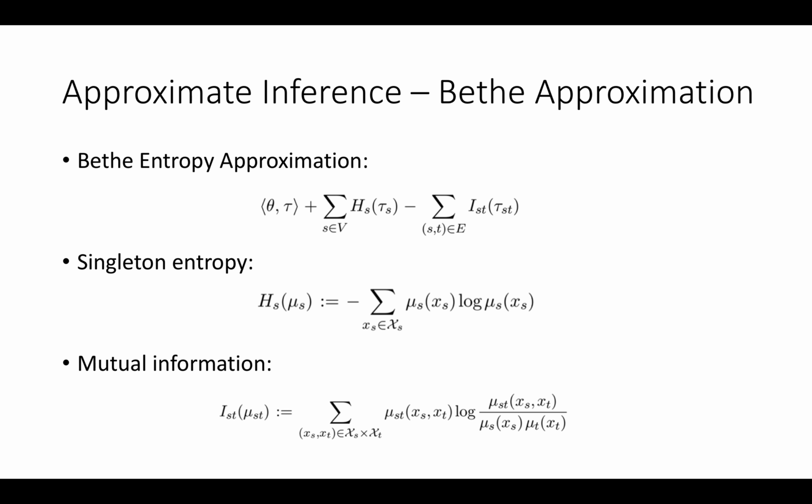Then we use the Bethe approximation to calculate log Z. Here is a formulation of the Bethe entropy approximation. H here is a singleton entropy, and I here is a mutual information.